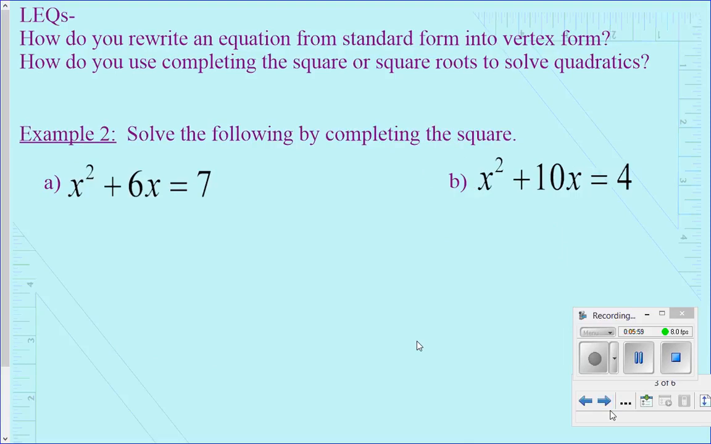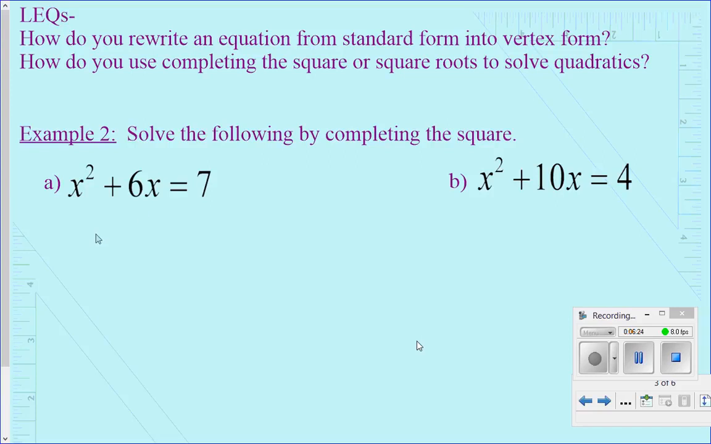So now we're going to solve by completing the square. So notice the directions change. They say completing the square, not square roots. That's because if you look, this time we have x's, so I can't use the square roots technique. What I can do is complete the square like we've done the last several days when we tried to get quadratic equations into vertex form. So the first couple of steps are pretty much the same.